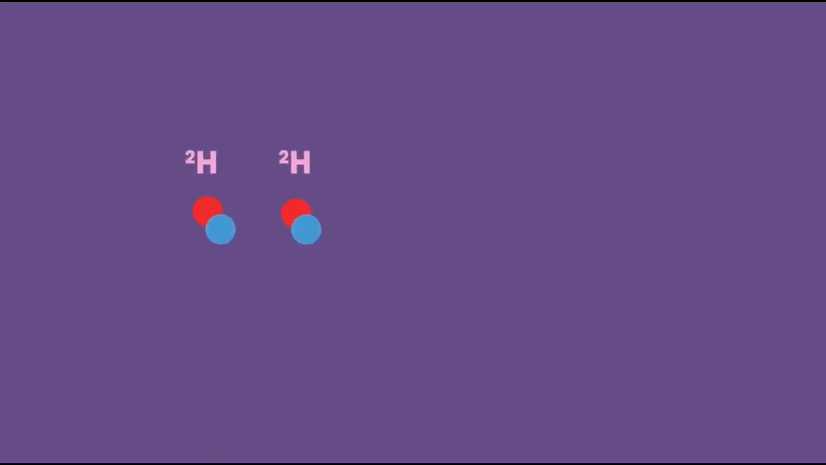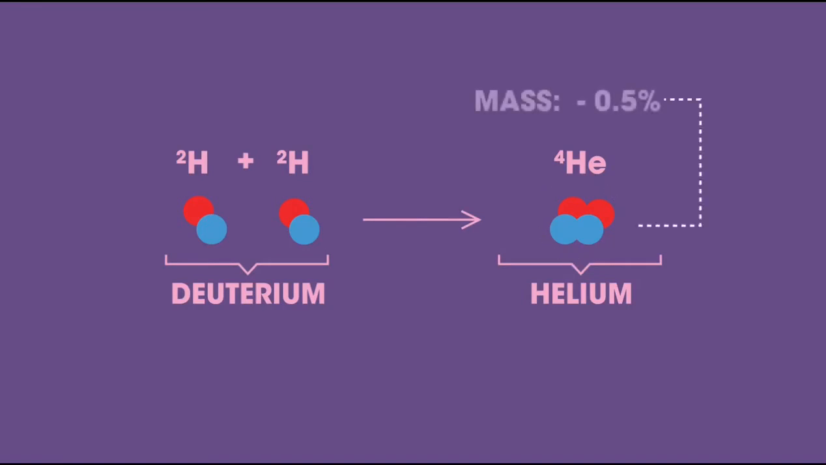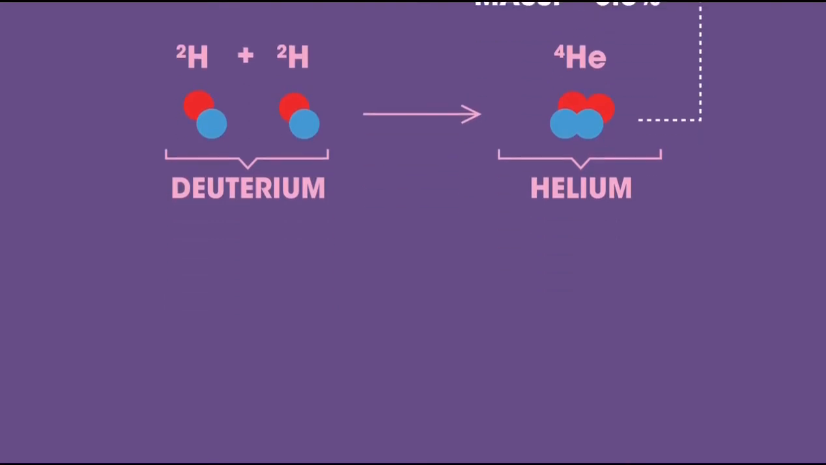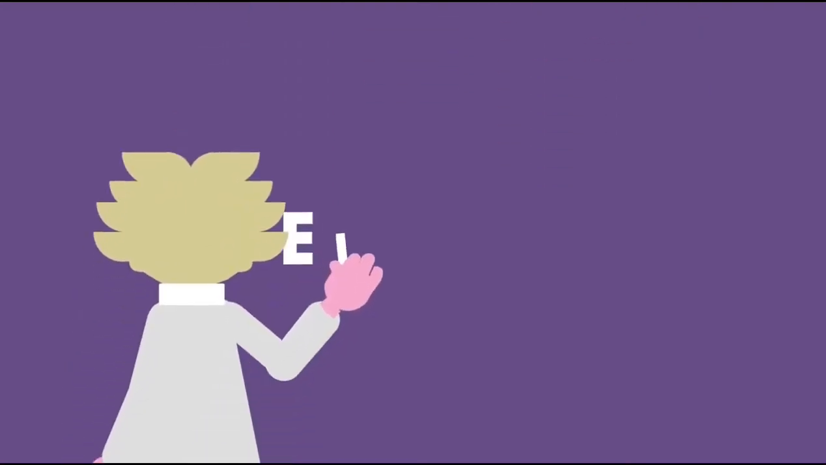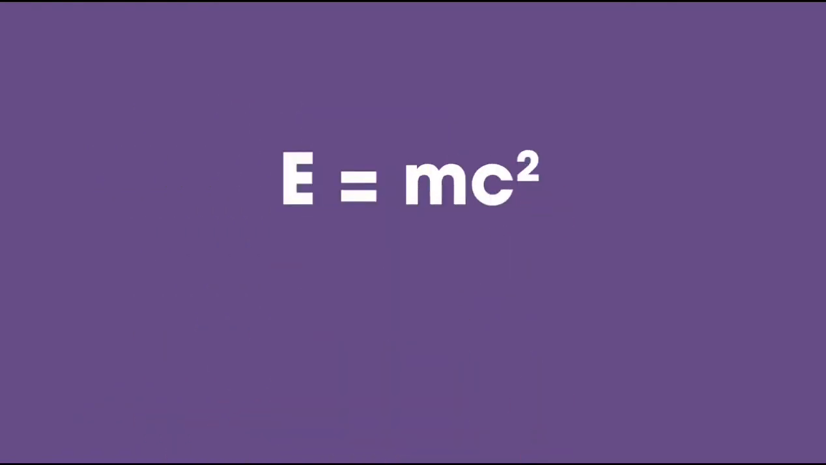Consider the simple example of fusing deuterium to make helium. When two deuterium nuclei fuse to make one helium nucleus, there is a small but measurable loss in mass, about 0.5%. We need Einstein and his famous equation, E equals mc squared. This equation links mass with energy. They are the same thing.